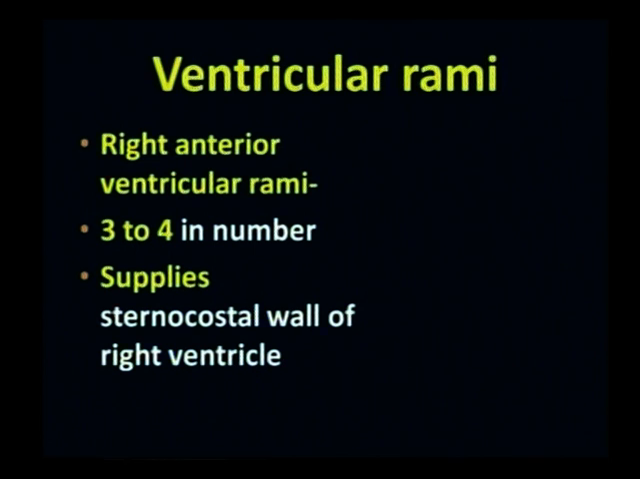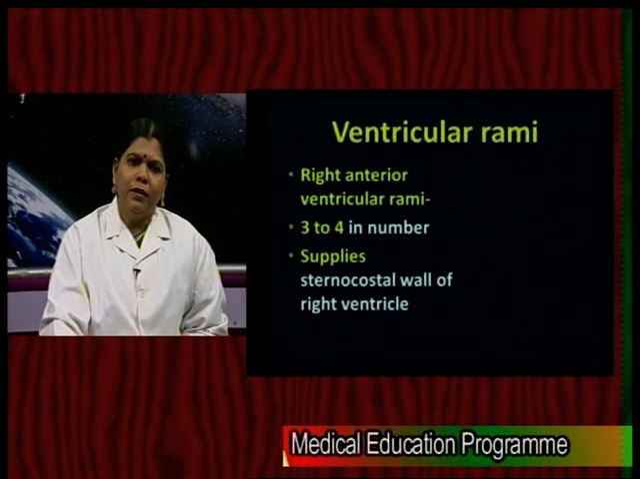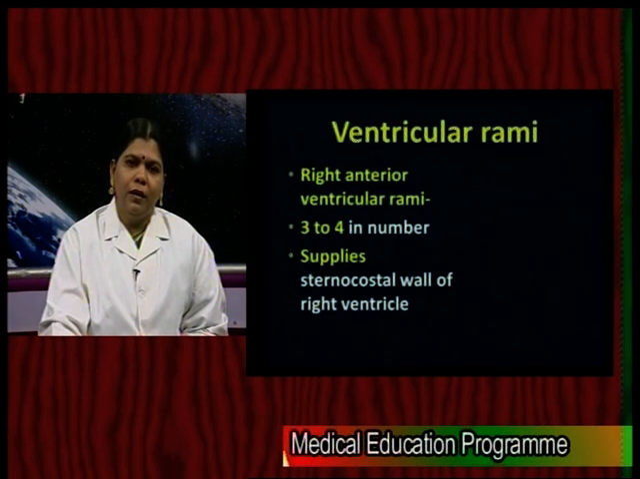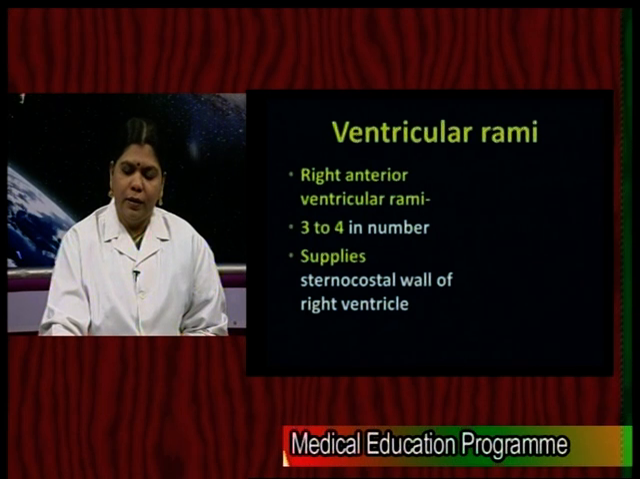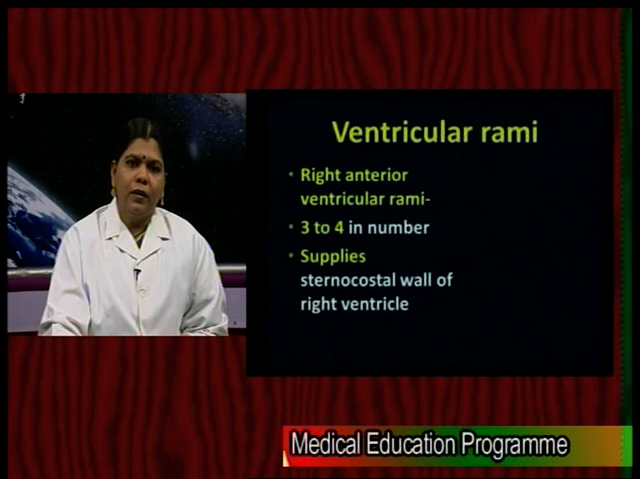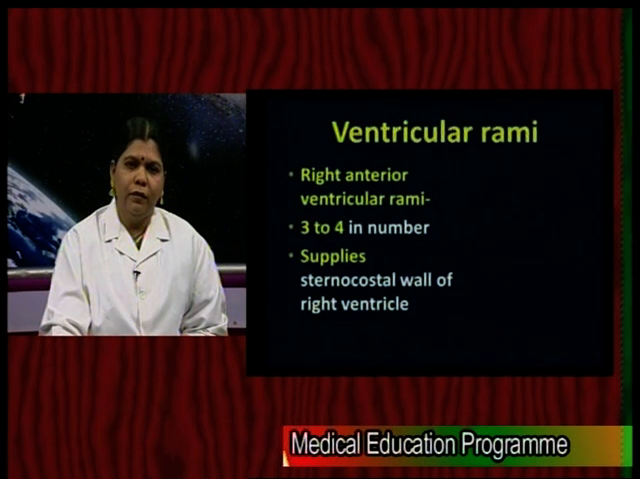The other ventricular branches supplying the right ventricle may be 3 to 4 in number. If you compare the right ventricular branches and the left ventricular branches, some authors opine that the right ventricular branches arise at right angles, and the left ventricular branches arise at acute angles. The angle of the branches is very interesting for some authors.